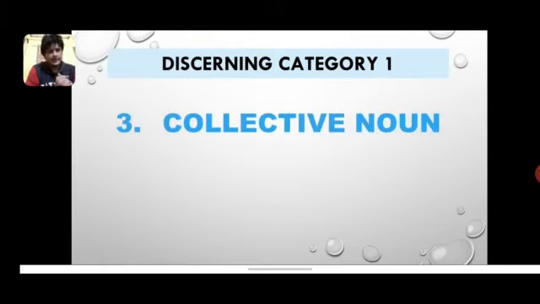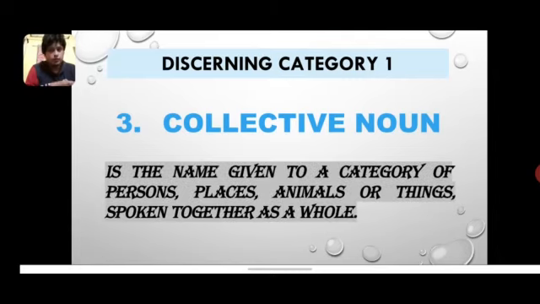Okay, so next up we've got collective noun. Collective noun is used when a category or a group of things are involved and we do not want to use the plural form for it. So we're going to speak of those things as one whole. Collective noun is the name given to a category of persons, places, animals, things, spoken together as a whole. That means we are going to talk about a group of things as a single unit.